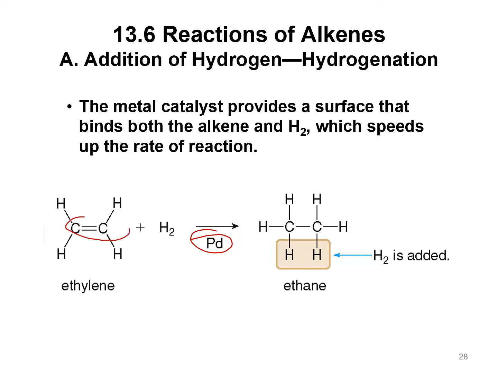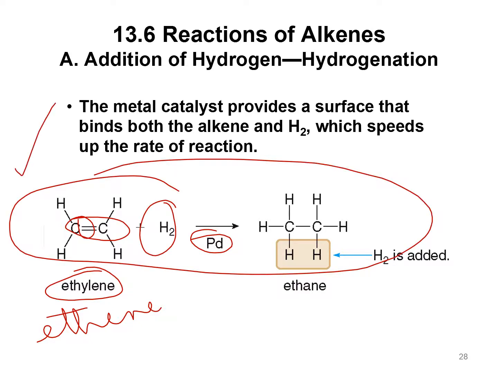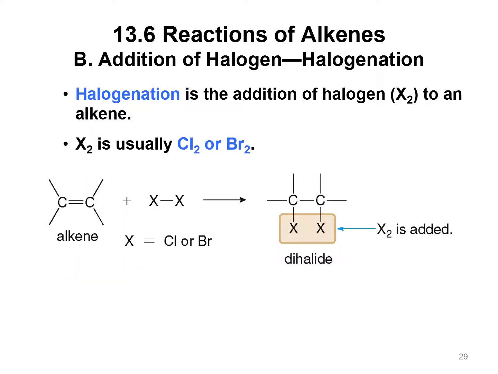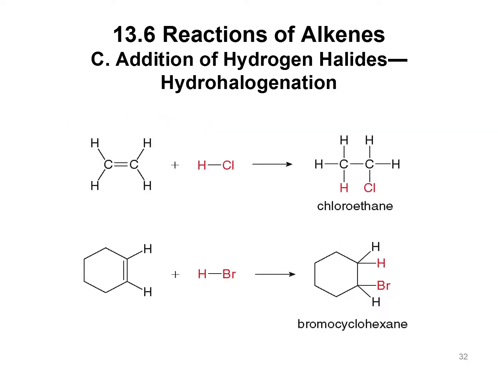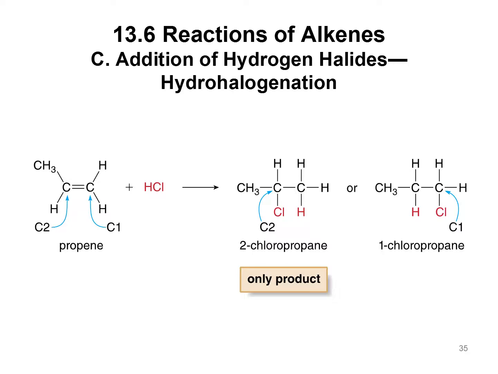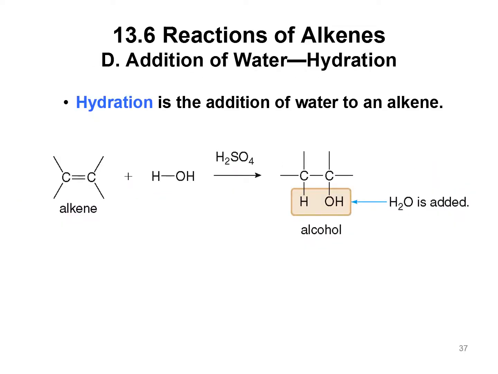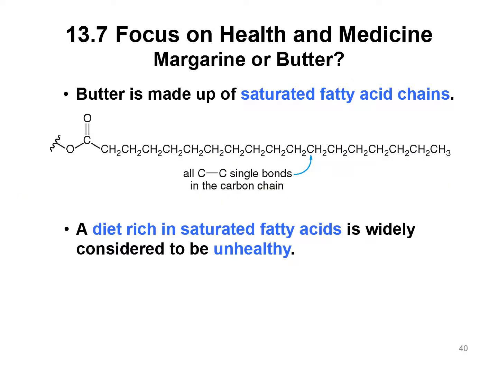In this case, we have two carbon atoms, a double bond. Ethylene or ethene is the systematic name. Converted to ethane by the addition of hydrogen. You will need to be able to identify and write these types of hydrogenation reactions. I'm going to skip over halogenation. Halogenation occurs according to Markovnikov's rules, and there's hydration, which we will miss too.